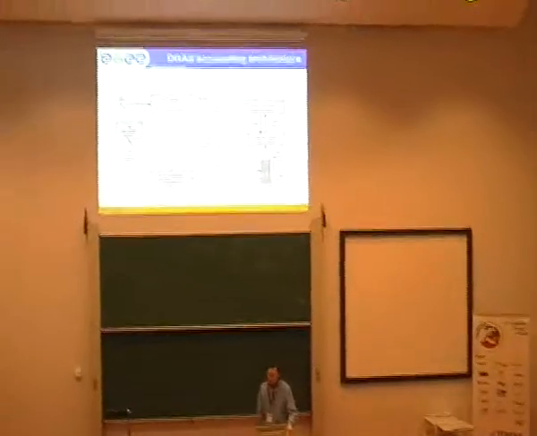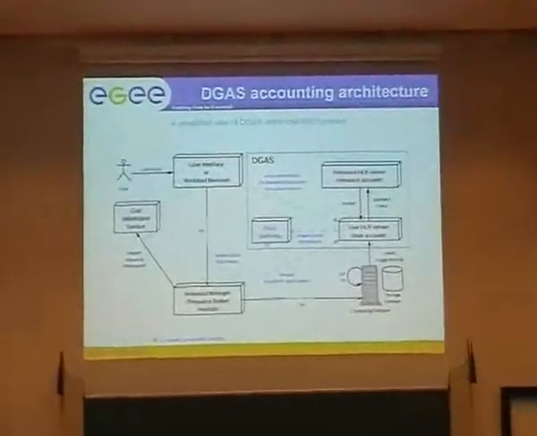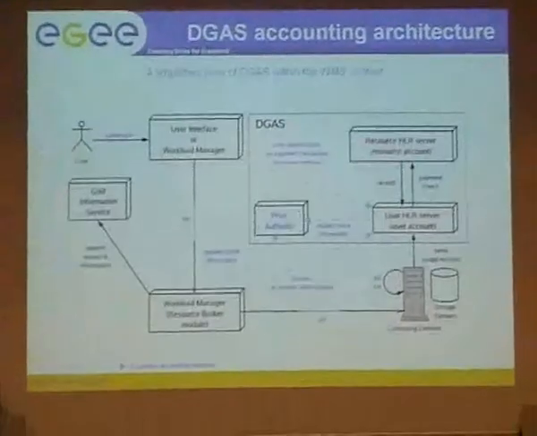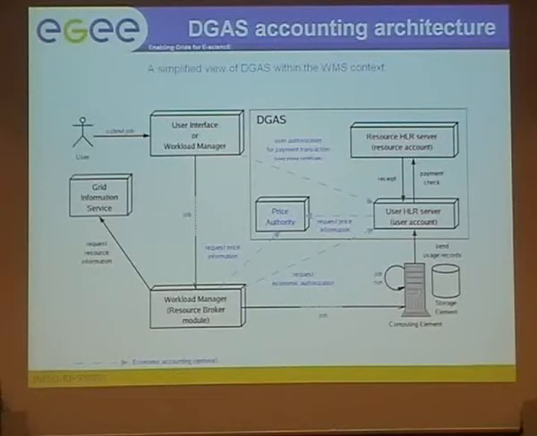Since the GAS is developed within the context of the workload management system of the GLite software, it may be important to show you how, in principle, a job submission works. That is, the user usually submits a job to a user interface, and the user interface, now with common APIs, submits a job description to the workload manager that is part of the GLite software.